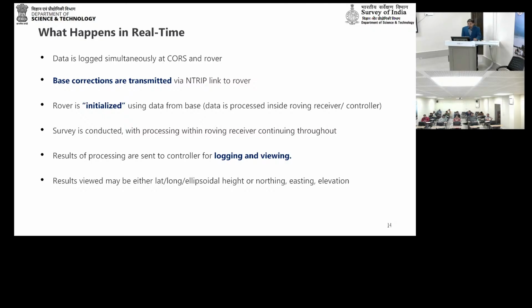So the survey is connected with processing within the roving receiver throughout the network. Results of processing are sent to the controller for logging and viewing. Results may be viewed either in latitude, longitude, equator height, or northing, easting, elevation pattern.